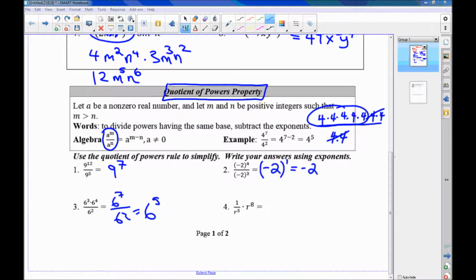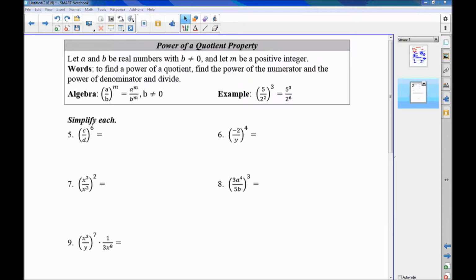All right, number 4, 1 over r to the 5th times r to the 8th over 1. So first let's multiply the fractions together. We'll multiply the tops to get r to the 8th. And then r to the 5th times 1 is the bottoms multiplied together for r to the 5th. So that's r to the 8 minus 5, which is 3. So r to the 3rd power.